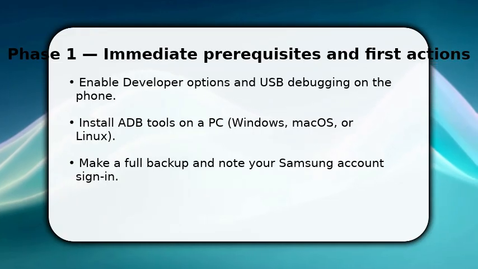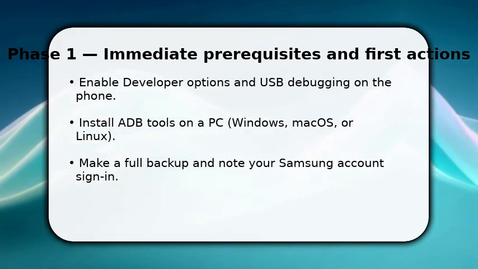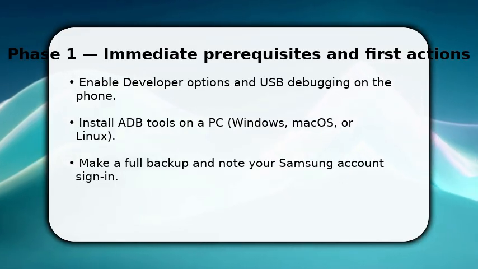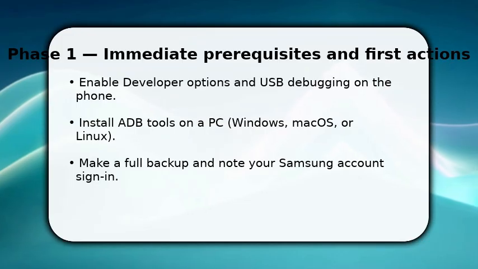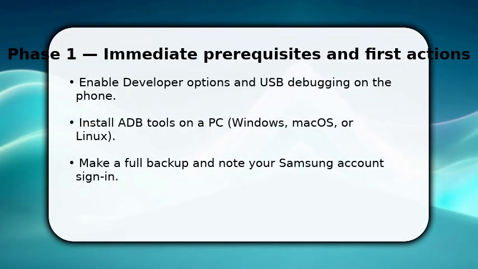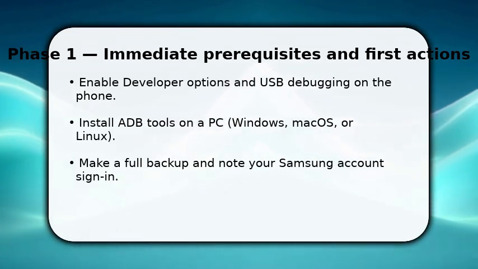On the computer, install the Android platform tools and confirm ADB runs. Once done, plug the phone into the PC, accept the debug prompt on the phone, and verify ADB sees the device. Make a full backup and sign out of optional Samsung services before proceeding to avoid data loss or sync surprises.